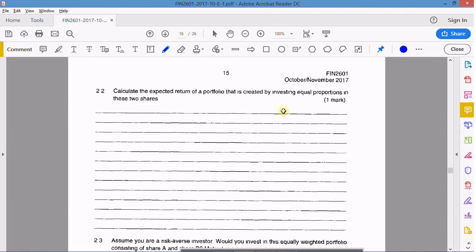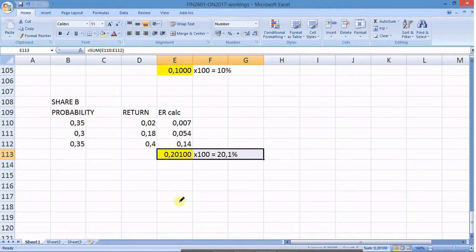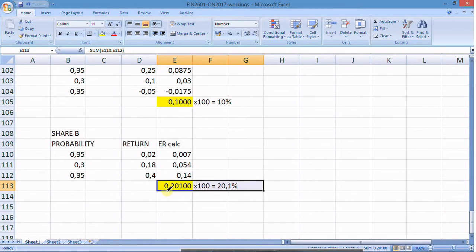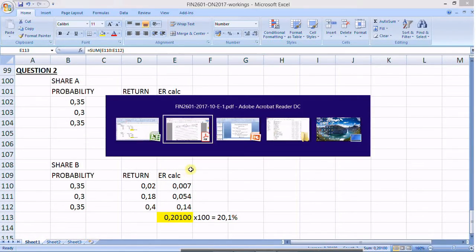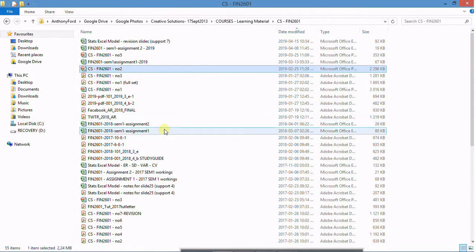Right, now they just said, calculate the expected return on a portfolio that is created by investing equal portions in these two shares. There's that whole portfolio return again. With portfolio return, we need the weightings again. So we need to go to that, 50-50. I just want to bring it up again so we can recap it.